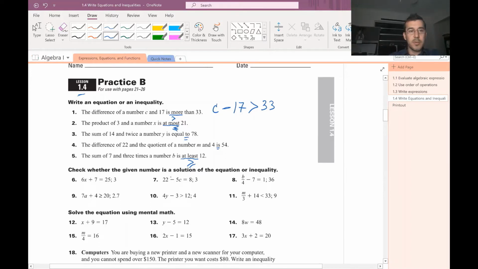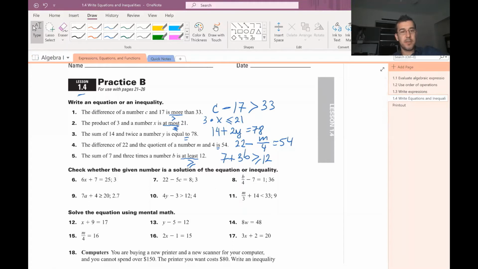Okay. So number two, the product of 3 and a number x is at most 21, so it's less than or equal to 21. Number 3, the sum of 14 and twice a number y is equal to 78. Number 4, the difference of 22 and the quotient of m and 4 is 54. Number 5, the sum of 7 and 3 times b is at least 12, so it's greater than or equal to 12.